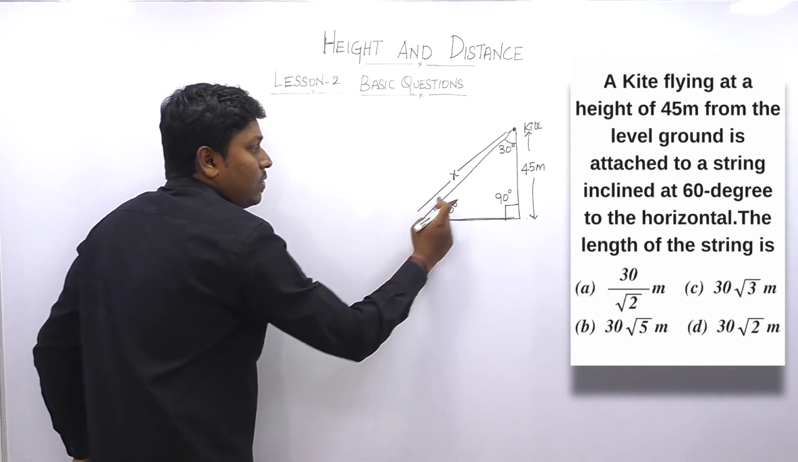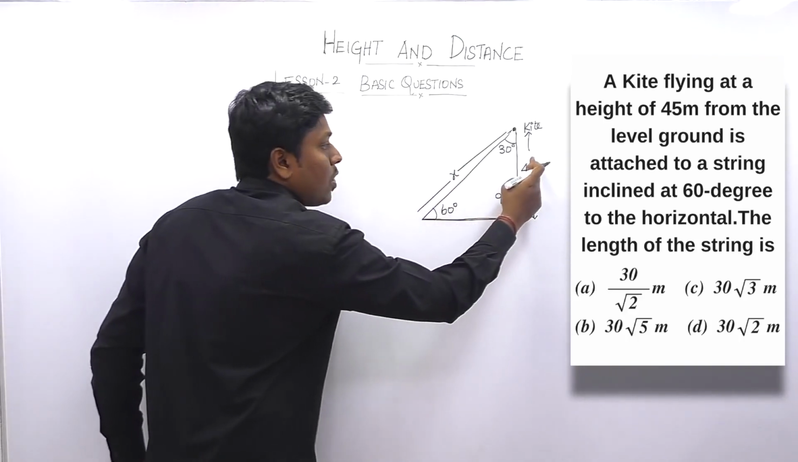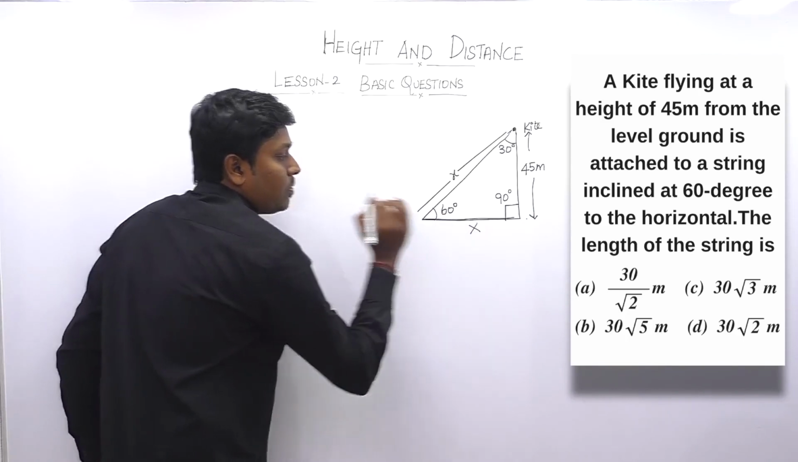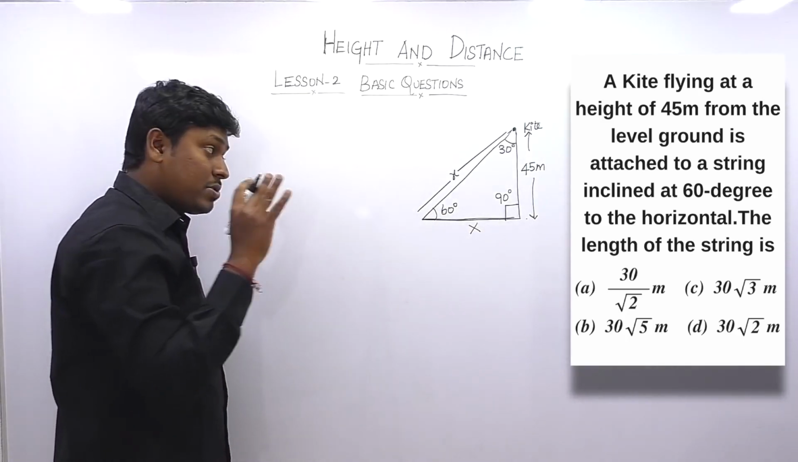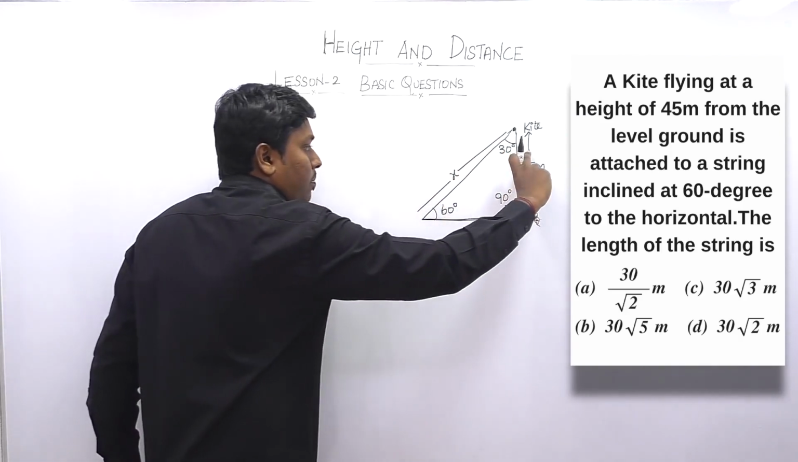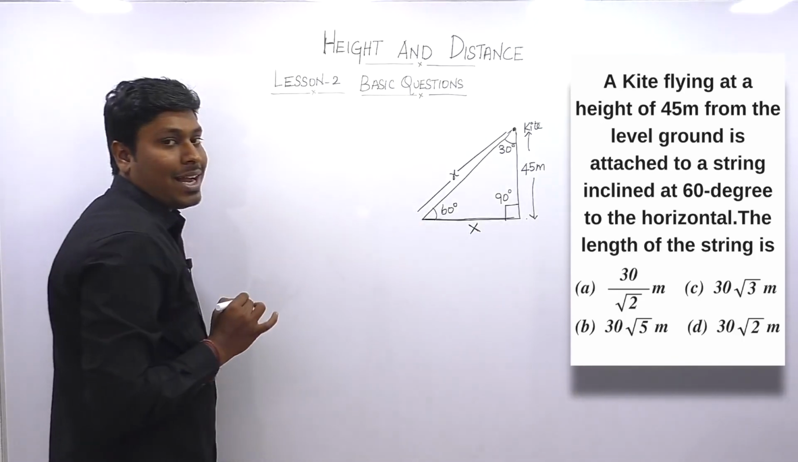Listen carefully. We know the hypotenuse will be x, and we know the opposite will be 45 meters. So we don't want to bother about the adjacent angle, which is most important. We know hypotenuse is x and opposite is 45 meters, so in this case we don't want to care about the adjacent.